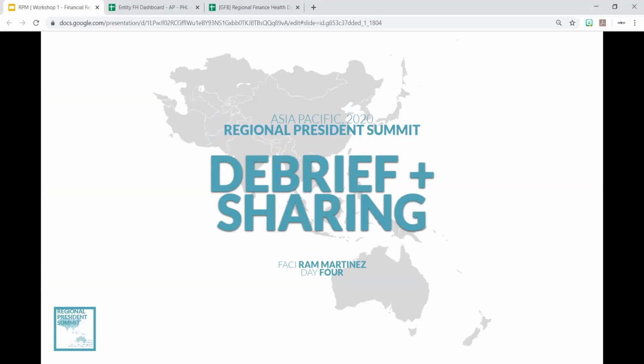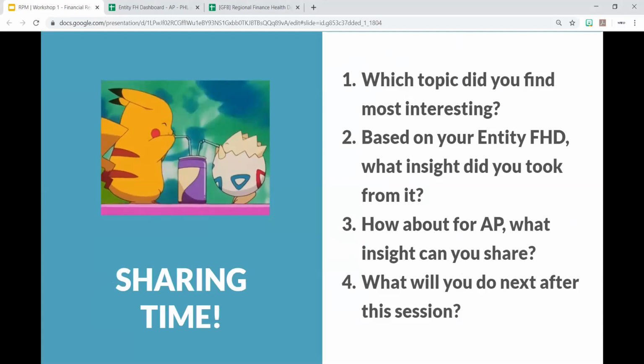We can move to the last part of the session, which is debrief plus sharing. For this one, anyone can answer any of the questions. Ideally you can choose one question and then other people can answer the other questions. The questions are: first, in this session, which topic did you find most interesting so far? Second, based on your entity FHD, what insights did you take from it? You can share what you think was happening in your entity. Third, how about for AP? What insight can you share that you can see from Asia Pacific? And fourth, based on the things that you learned so far, what will you do next after this session?